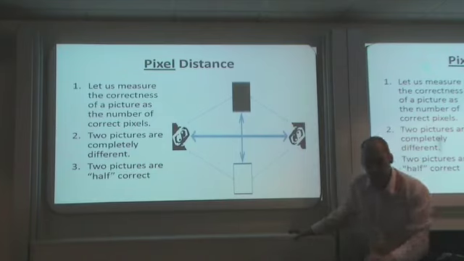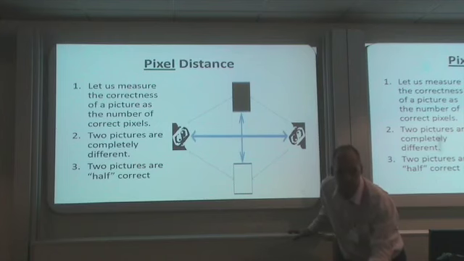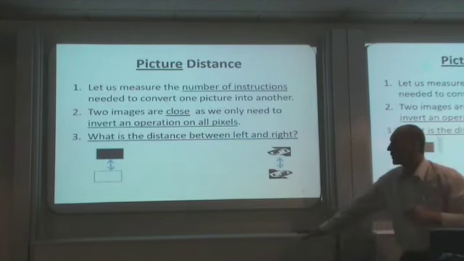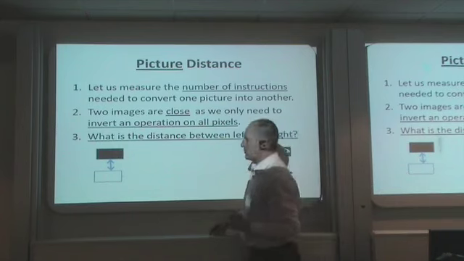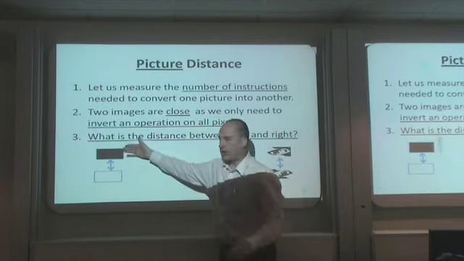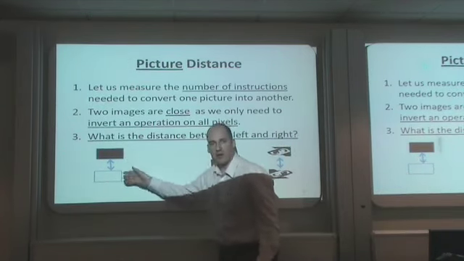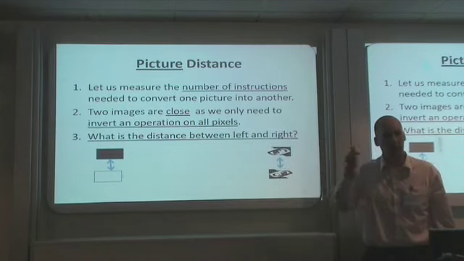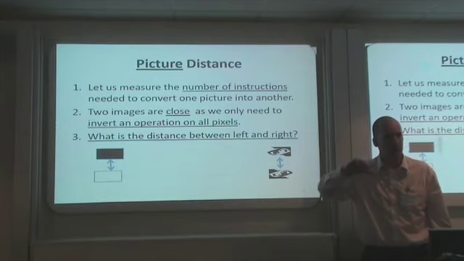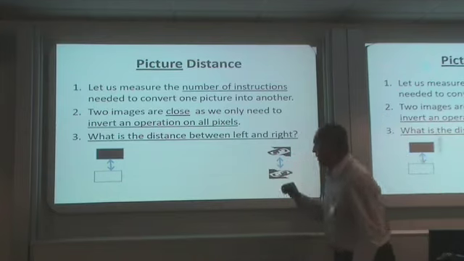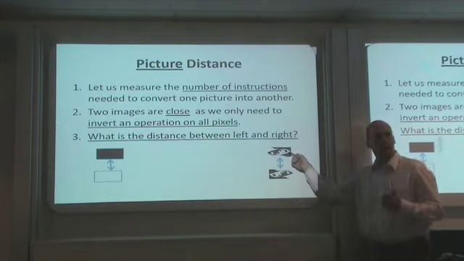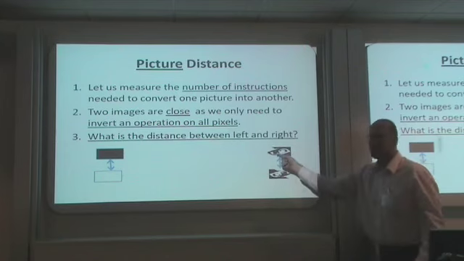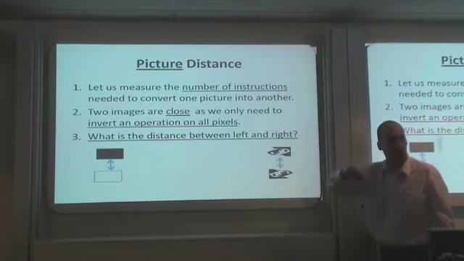Let's do something different and count the number of instructions to convert one picture into another. If I gave you a black square or rectangle and said convert that into that, you could do that with one instruction or one line. Just iterate over the image and invert every bit. If I gave you this image here and said I didn't want that, I want the negative of it, you could say iterate over the image, invert every bit.